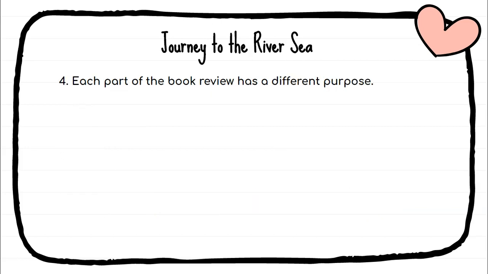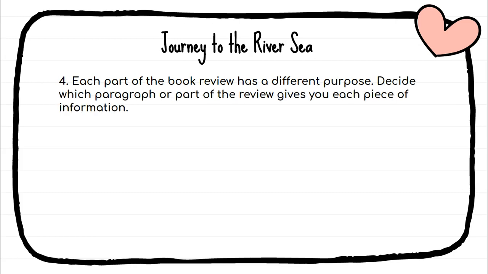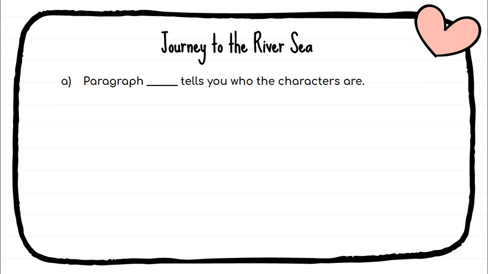Then number 4, they say each part of the book review has a different purpose, a different job, a different role. Now, later on in the year, you're going to have to write a book review, and your book review is going to be structured much like this one with 4 paragraphs. So that's why we're starting off to get you familiar with the fact that each paragraph has a different role. They want you to decide which paragraph or which part of the review gives you the piece of information mentioned.